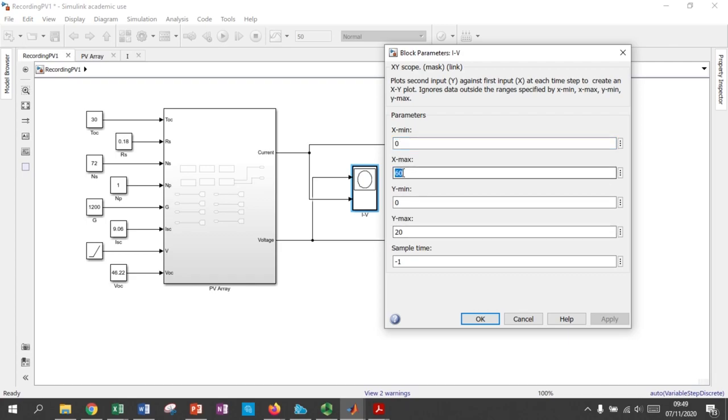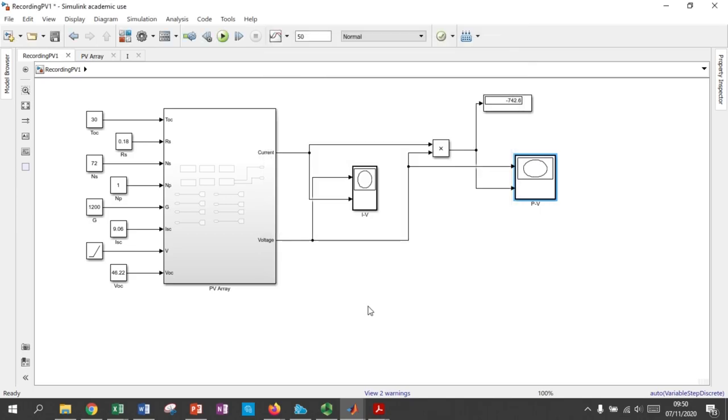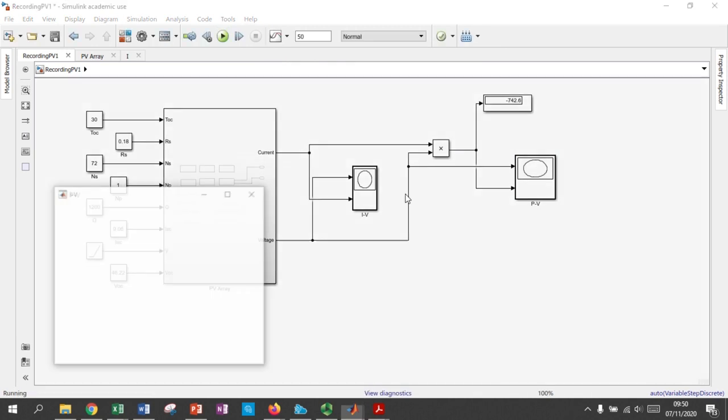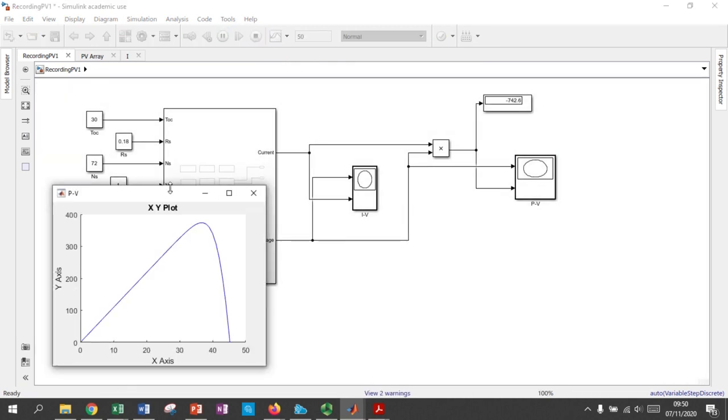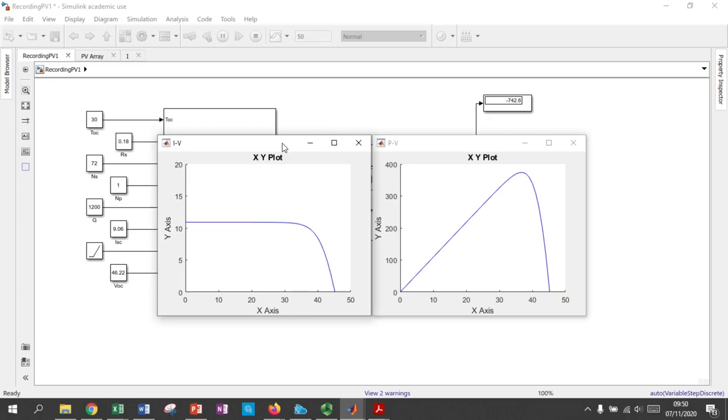Okay, it's a 50, it's good. And the other one is also 50, I guess it's enough. Then both of them are 50 and 50. Okay, this is the relationship between the voltage and current that we have.